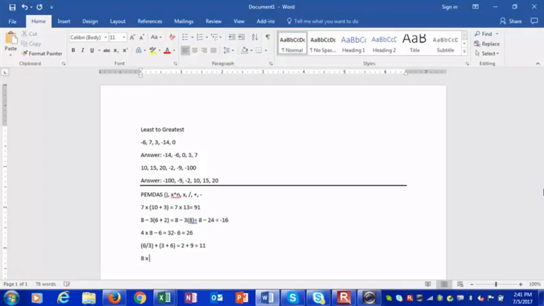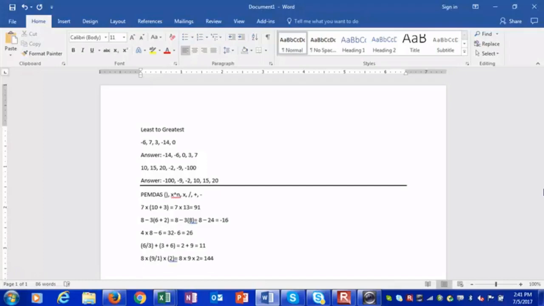8 times (9 divided by 1) times 2. Well, in a parenthesis, you have an operation, 9 divided by 1. What is 9 divided by 1? 9 divided by 1 is just itself. So 8 times 9 times 2. So what is 72 times 2? That is the equivalent of 144.